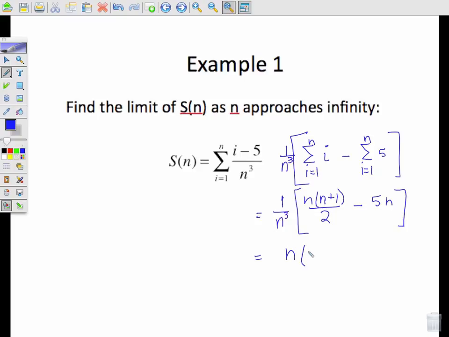At this point in time, I'm ready to distribute. If I distribute my 1 over n to the third, this becomes n times n plus 1 over 2n to the third minus 5n over n to the third. If I put all this together here, I'd want to find a common denominator. What I would need to do is multiply my second fraction by 2.